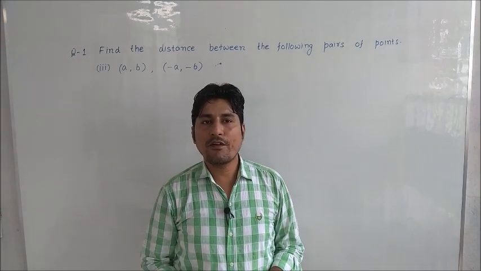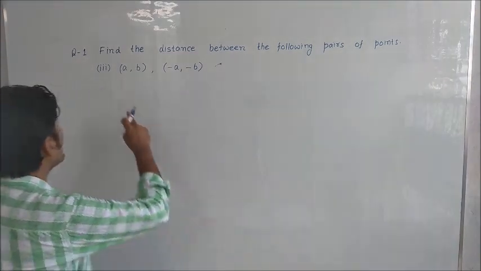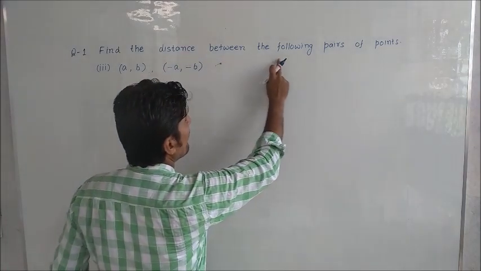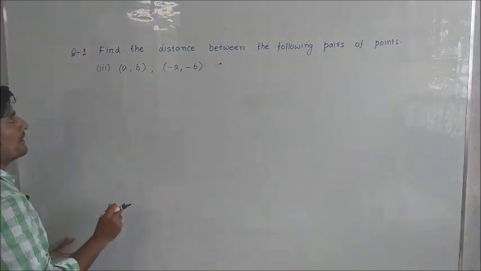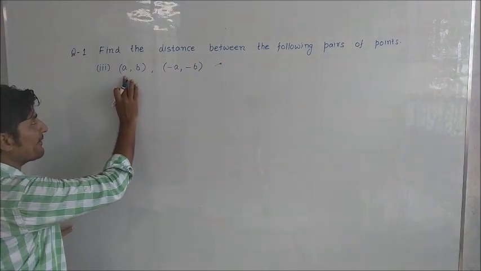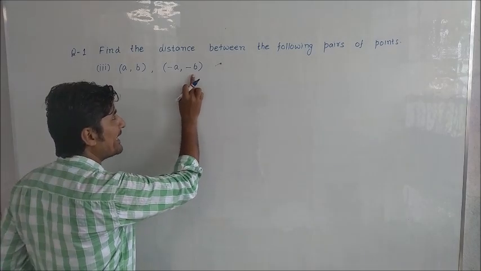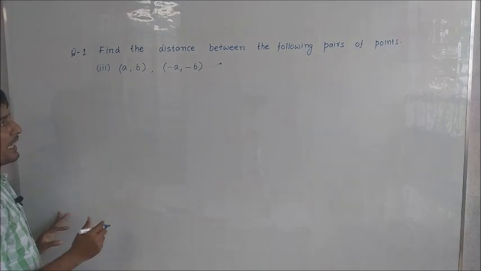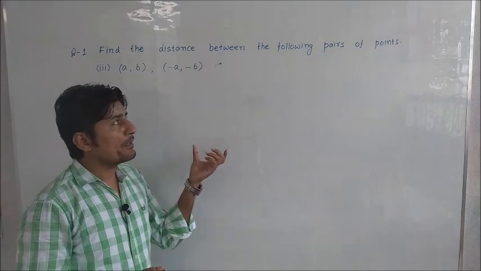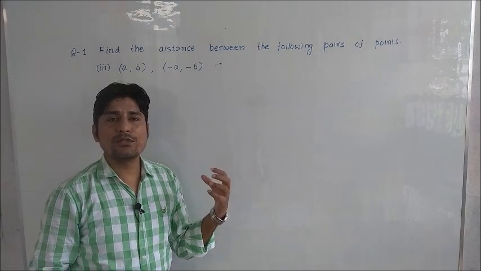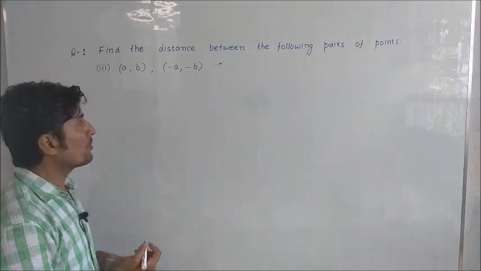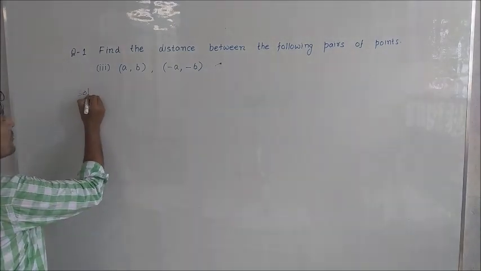Exercise 7.1, the very first question. Find the distance between the following pairs of points. The coordinate of the very first point is given A, B, while the coordinate of the second point is given minus A and minus B. As we know, to find the distance between two points, we have to use the distance formula. So here we can write the solution.